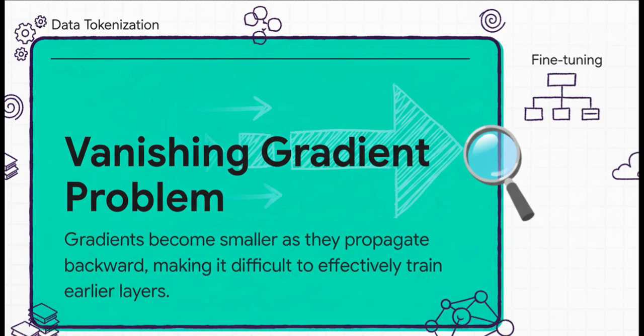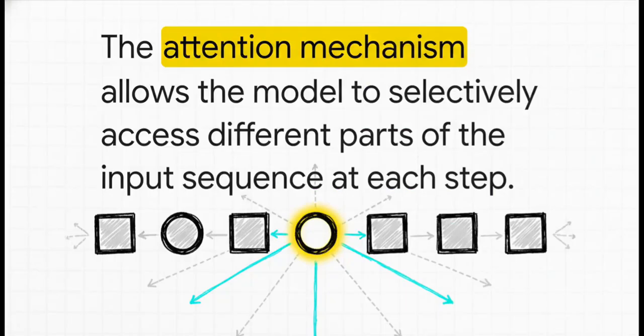Older models, these things called RNNs, had a terrible memory problem. It's like they'd read a really long sentence, and by the time they got to the end, they'd completely forgotten what the beginning was about. The signal for learning just faded away. And then came the big breakthrough, the attention mechanism. This was a total game changer.